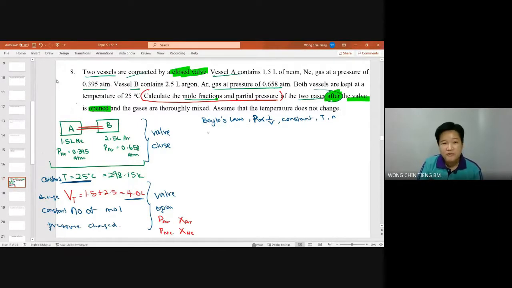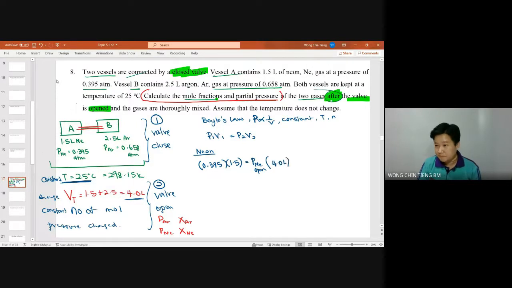So, formula of Boyle's law, you have your P1V1 equals to P2V2. As always, saya jadikan closed valve saya adalah 1. Saya jadikan open valve saya adalah 2. So, 1 saya for gas neon. For neon over here, my P1 before we open is 0.395, where the volume is 1.5. Selepas saya open, pressure is the one that I'm looking for, neon. Selepas kita buka, open neon. So the V2 over here is 4 liter. Agree? Okay.